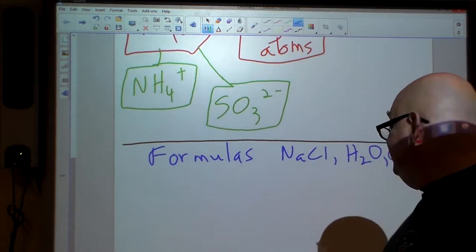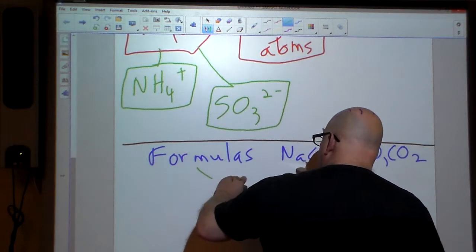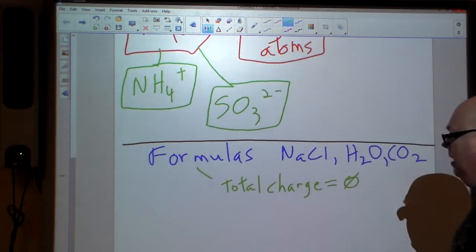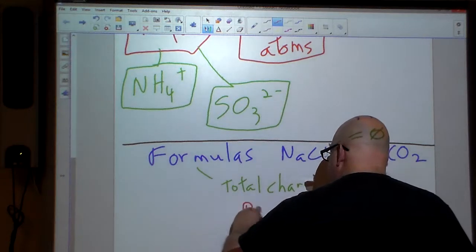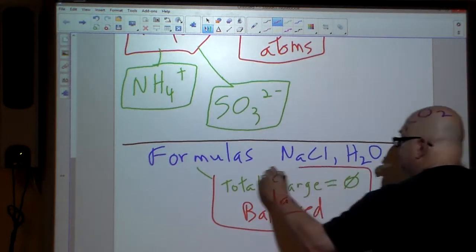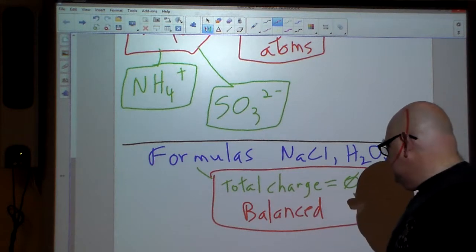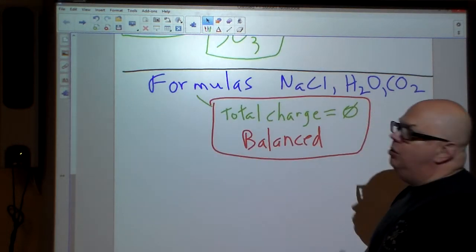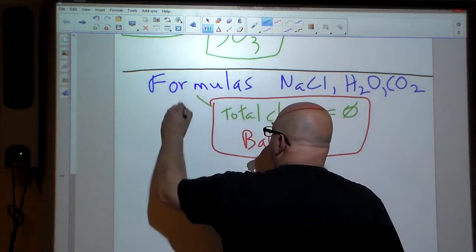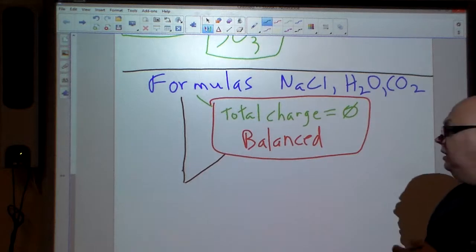Now, the thing about formulas is we need a total charge equaling 0. If it's 0, guys, that means it's balanced inside a formula. That's what we mean by that. If the total charge is 0, the formula is balanced. So what does that mean? Well, a fast example is a formula where we connect the balance to it. That's why I'm doing it with boxes and arrows and lines.